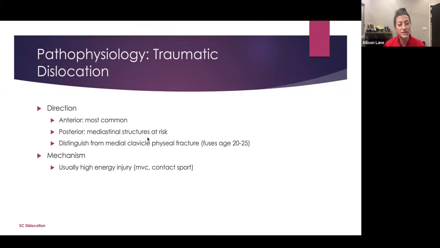There's also a chance that you have a clavicle physeal fracture rather than just an SC joint dislocation. So it's important to just note that that's a potential and make sure that that's not the case. That area actually fuses at age 20 to 25, so it's pretty late. But this mechanism is usually going to be that high energy. The majority are MVCs and then otherwise contact sports.